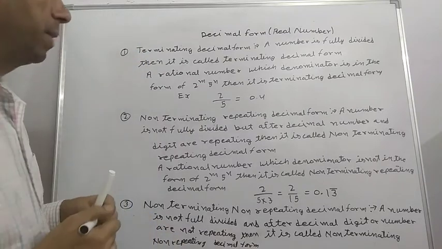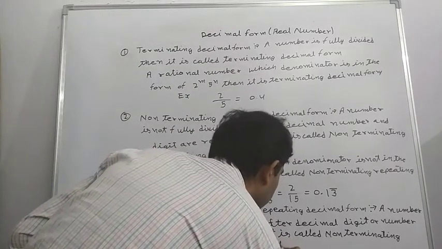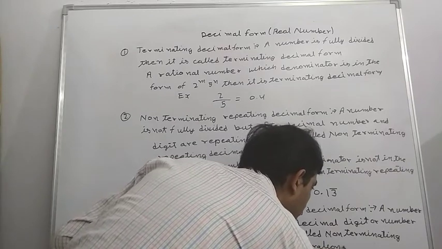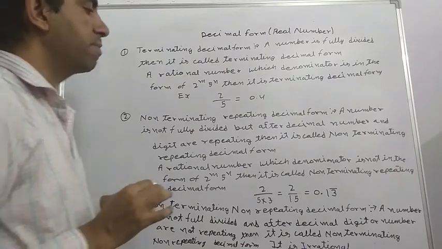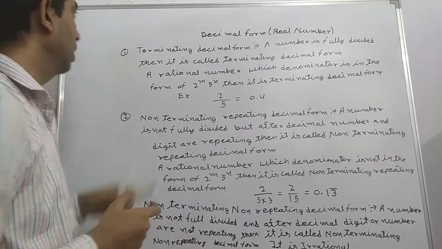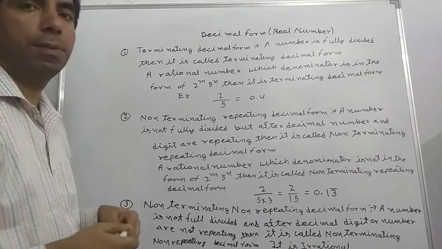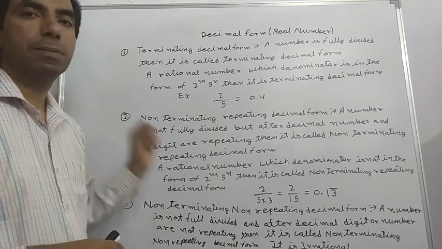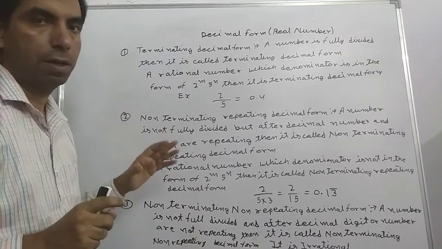Non-terminating, non-repeating decimal form is irrational. This kind of number is irrational and can never be a rational number. The terminating decimal form and the non-terminating repeating decimal form are rational numbers, but the non-terminating, non-repeating decimal form is an irrational number. Together these are real numbers.